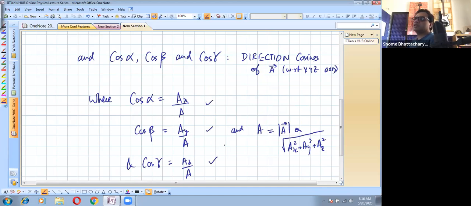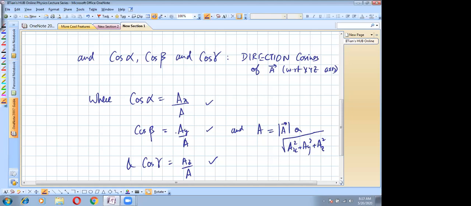They're very easy to understand geometrically. There is a question of why the value of cos alpha should be so much, cos beta so much. That we'll understand geometrically very easily if we just interpret the vector A as the body diagonal of a cuboid of sides Ax, Ay, Az. If you interpret it that way and try to understand what these angles should be, it's very easy to justify why the direction cosines are given by this particular formula.